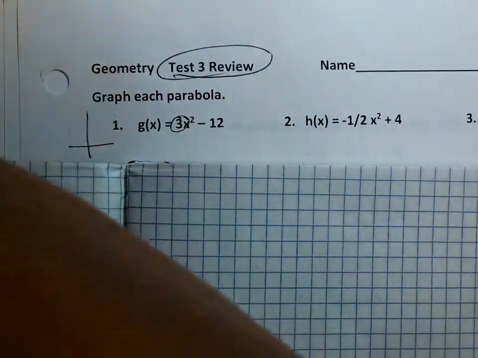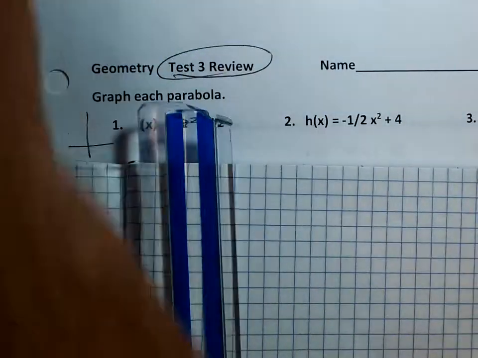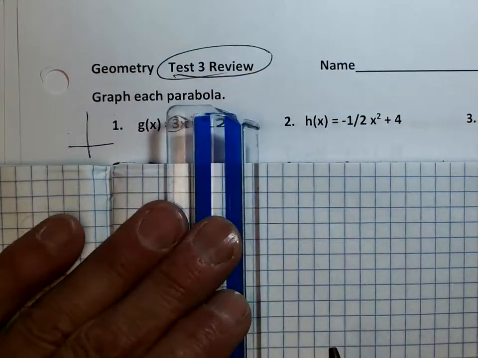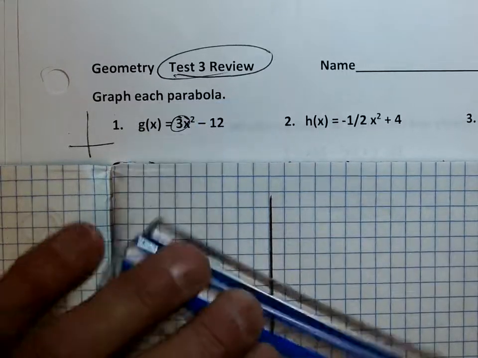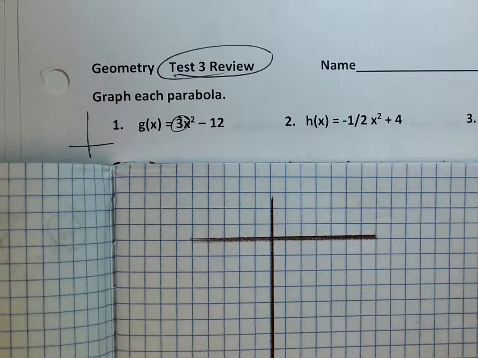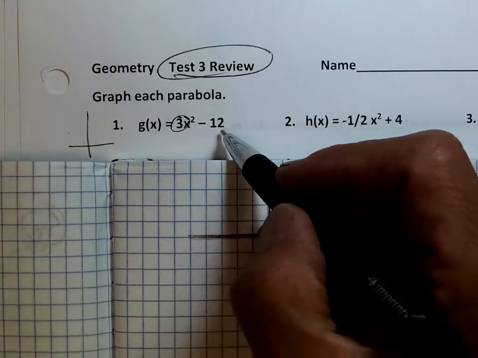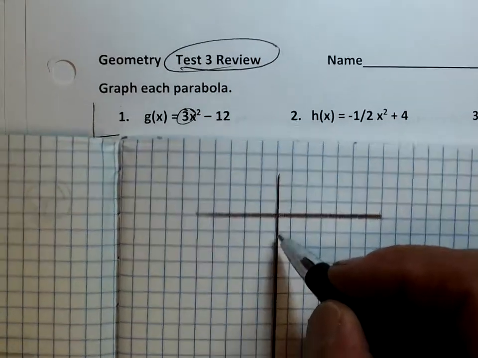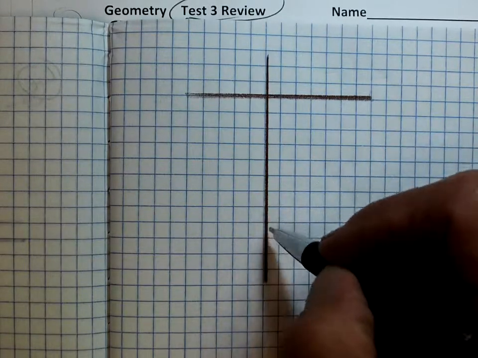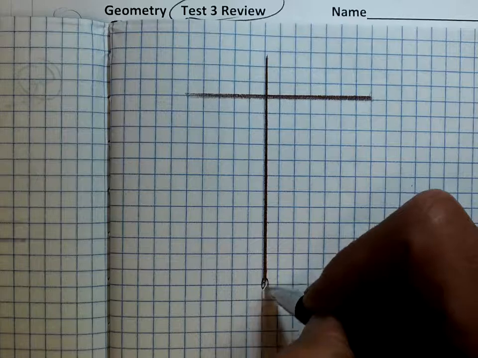I got to go way down to -12. I can do that, no problem there. Okay, and draw in my X and Y axis. I got to get down to -12, so I'm going to make sure I have room for that. Okay, and I'm going to start at -12. So I'll go down 1, 2, 3, 4, 5, 6, 7, 8, 9, 10, 11, 12.